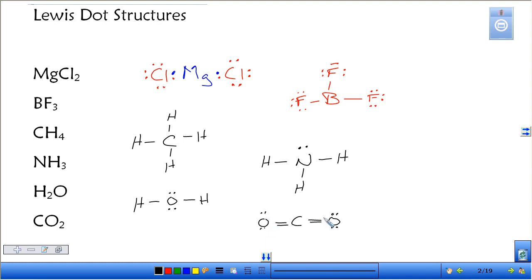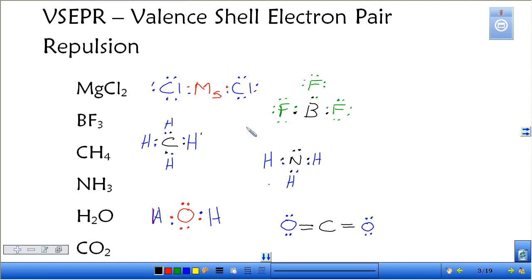Okay, what this leads to is now the opportunity to start talking about valence shell electron pair repulsion. What that means is that any time you have a pair of electrons around an atom, they're going to try to get as far away from any other pairs as they can. So if you look at the magnesium chloride, we have a pair of electrons on each side. They're going to repel each other as far apart as possible. And so here we have it, valence shell electron pair repulsion. That pair of electrons is going to repel that pair of electrons.